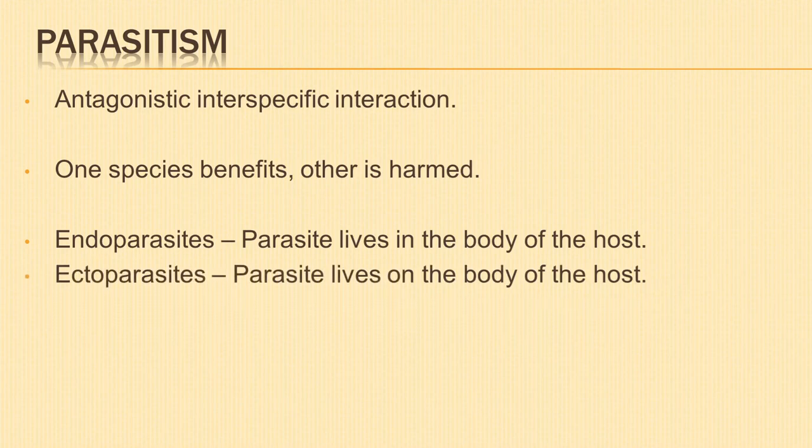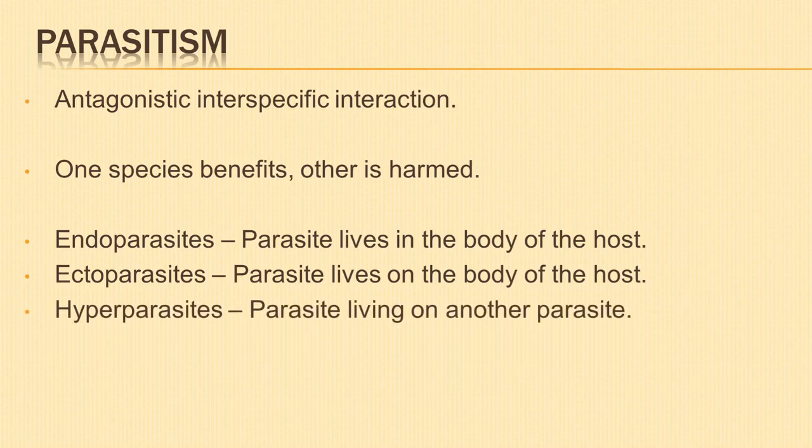2. Ectoparasites. The parasite lives on the body of the host. Example, leech sucks blood of cattle as well as blood of man. Third, hyperparasite. A parasite living on another parasite. Example, Plasmodium is a hyperparasite of female anopheles mosquito, which is an intermittent parasite of human. Plasmodium causes malaria in human beings.